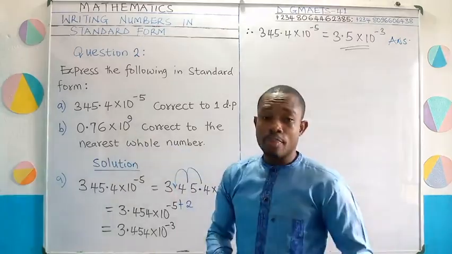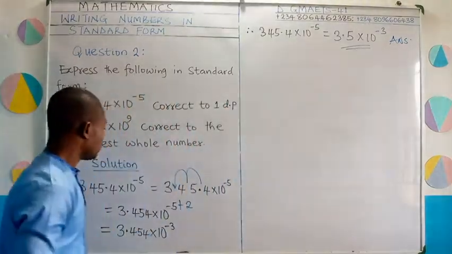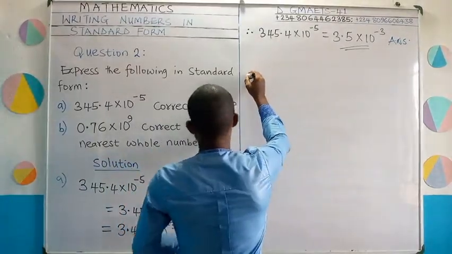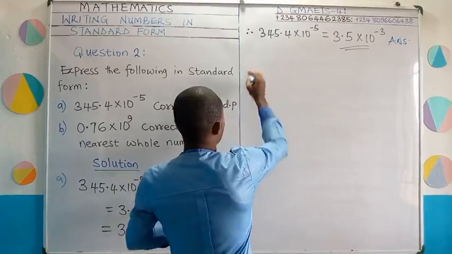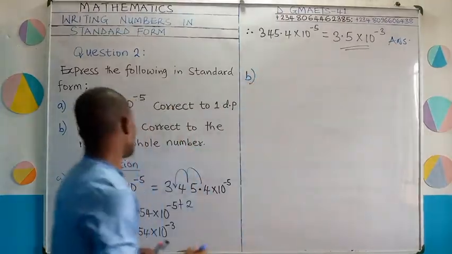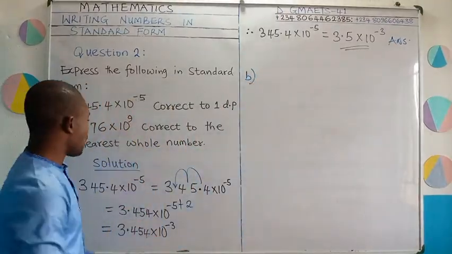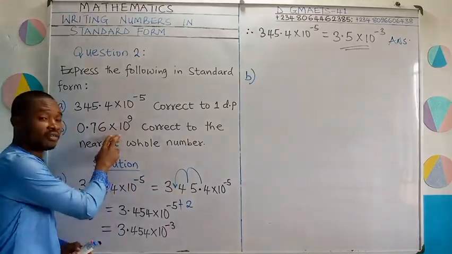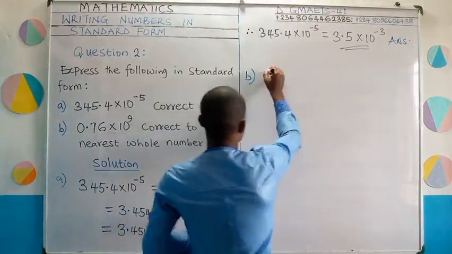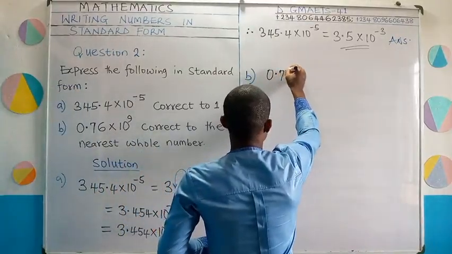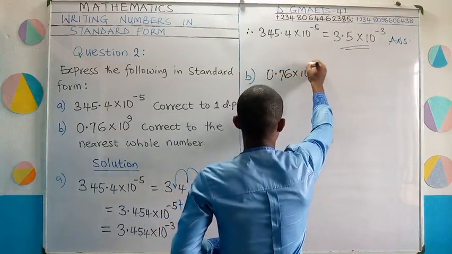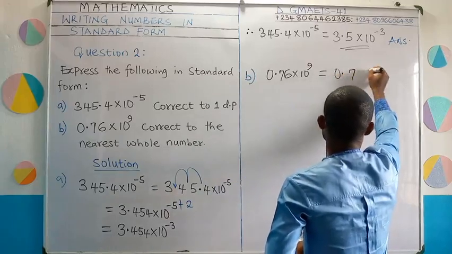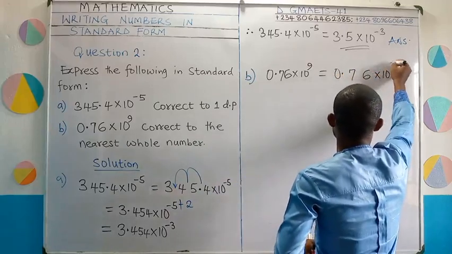Let's move on to the B part of the question. 0.76 times 10 raised to power 9. We have to correct it to the nearest whole number. But of course, you need to write it in standard form first. This will be equal to 0.76 then times 10 raised to power 9.